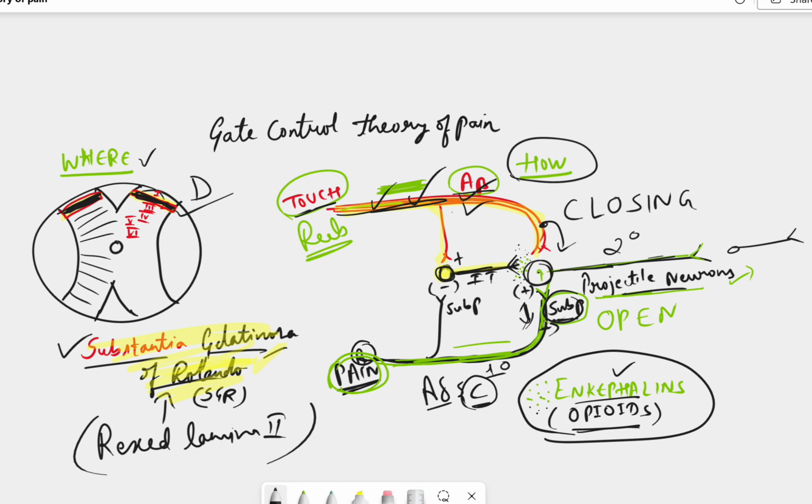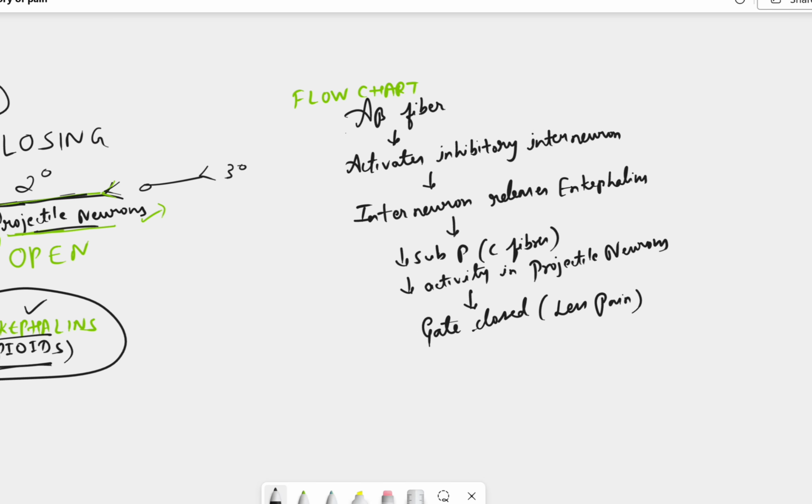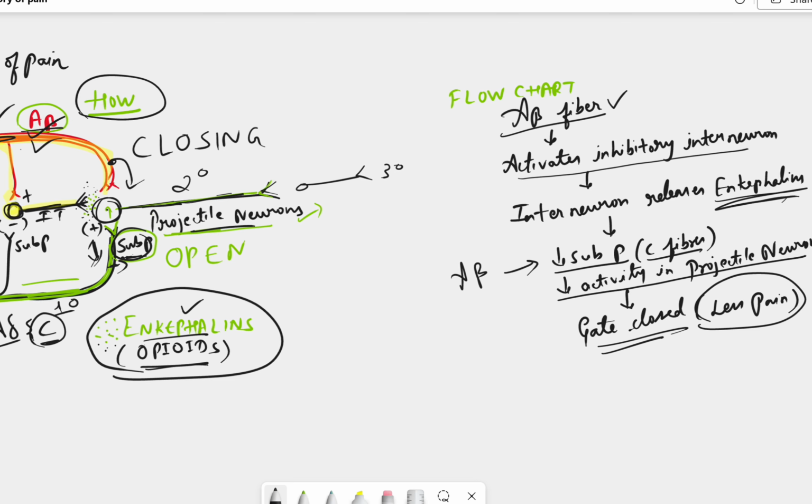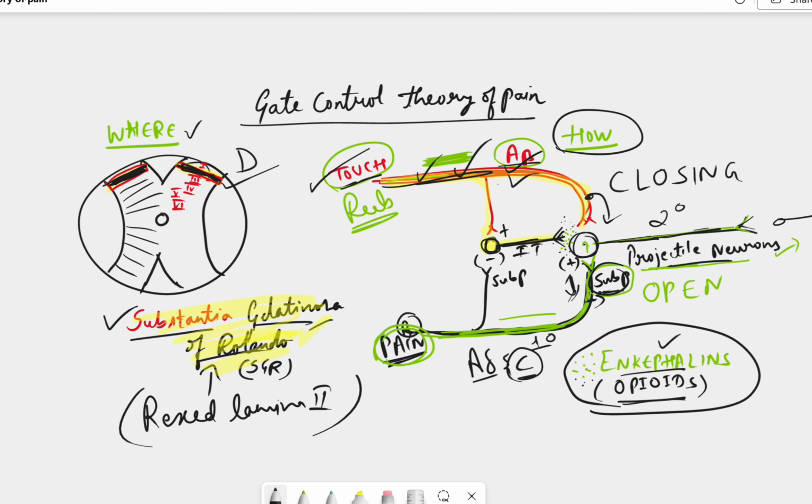So the amount of pain transmission going to the cortex is reduced whenever the touch sensation is activated. To check with the flowchart now: upon rubbing, the A beta fiber is activated, that activates the inhibitory interneurons which release enkephalins. Enkephalin in turn reduces the activity in the projectile neuron. At the same time your A beta pathway reduces the substance P in the C fibers. All this will cause less pain transmission to the brain. That is why we call it the gate is closed. And this whole mechanism we call the gate control theory of pain.